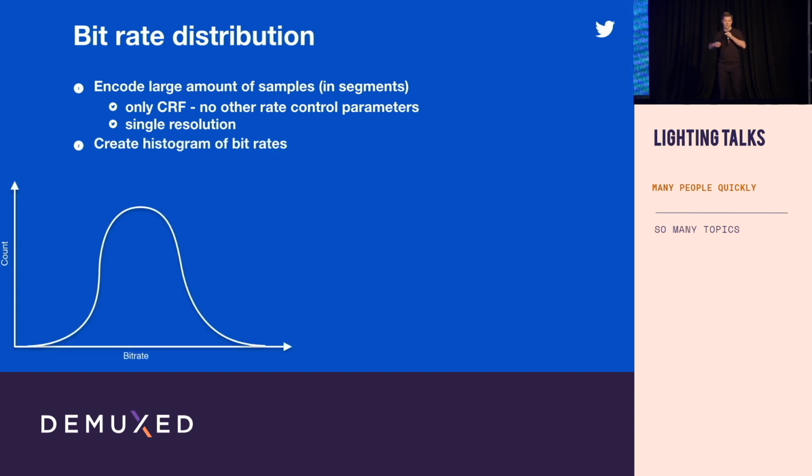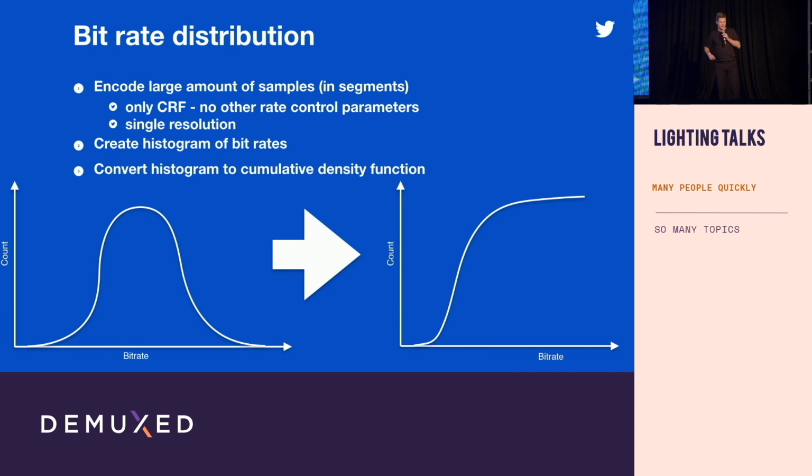So if you have a large amount of video content with different sort of complexities, then the bit rates are going to be all over the place, and it's going to be something more or less like this Gaussian. Now, the issue with this Gaussian is if you start changing things, then it's going to be relatively hard to compare. So I translated the Gaussian into this cumulative density function, which basically shows the probability of the amount of video samples you might have at a certain bit rate.